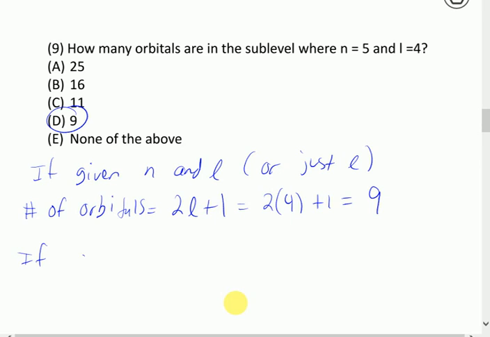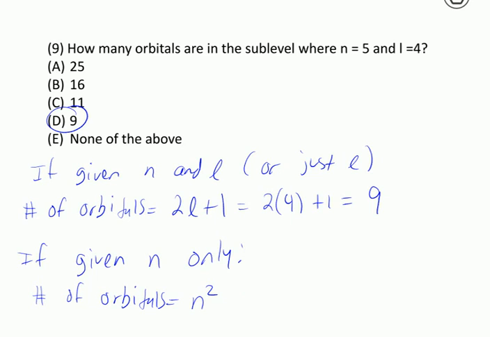Now this didn't come into play in this problem, but if you're given n only, the first quantum number, the number of orbitals is just equal to n squared. All right, so those 2 relationships, and then doubling those relationships to get the number of electrons, could be important. So if you know the value of L, use 2L plus 1 for the number of orbitals. If you only know the value of n, use n squared. Okay? Questions on that?